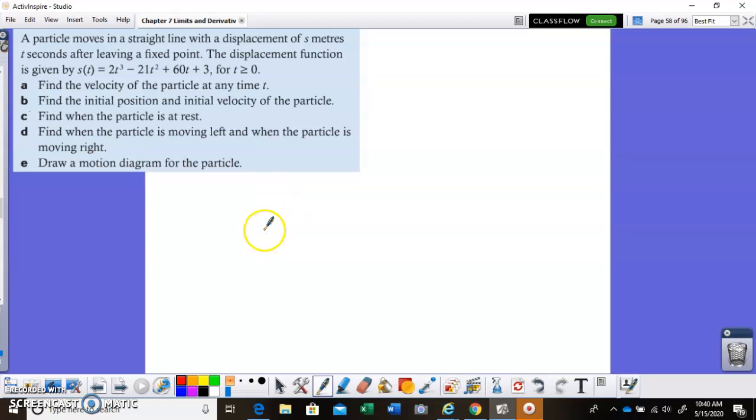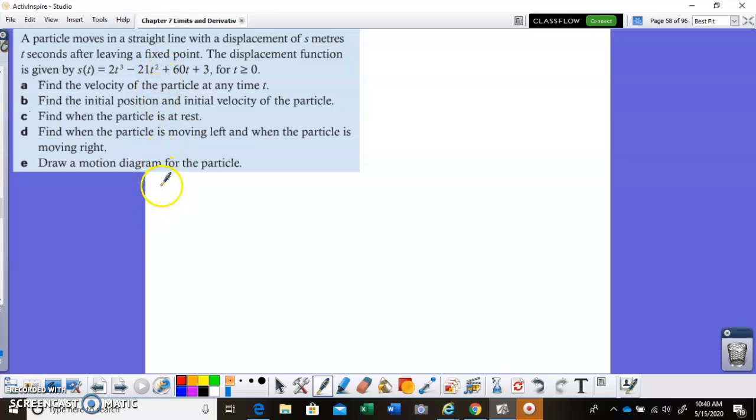Okay, so let's look at our first problem involving this situation. We have a particle that's moving along a straight line with the displacement. We're talking about meters and seconds. The displacement function is this. We want to find the velocity of the particle at time t. So we don't have a t to put in, so we're just looking for the derivative of displacement.